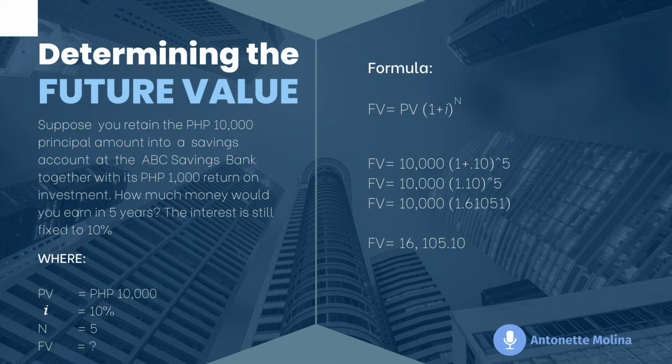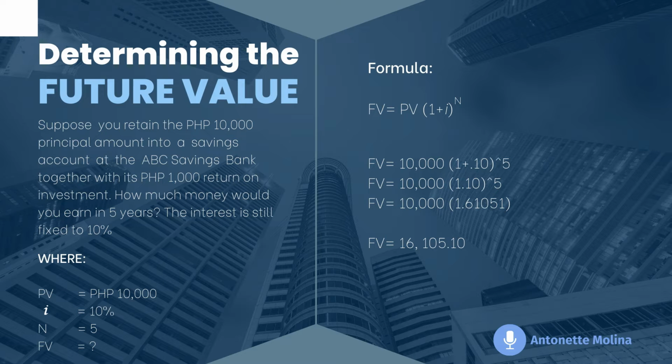So let's proceed to the computation. First, we find the data needed. Present value is equal to 10,000. Interest is 10%, and N is 5 years, where future value is unknown. So in the computation, future value is equal to 10,000, open parenthesis, 1 plus 0.10, close parenthesis, raised to 5, because it is 5 years. Future value is equal to 10,000, open parenthesis, 1.10, close parenthesis, raised to 5. Future value is equal to 10,000 times 1.61051, and then we will get 16,105.10 centavos.